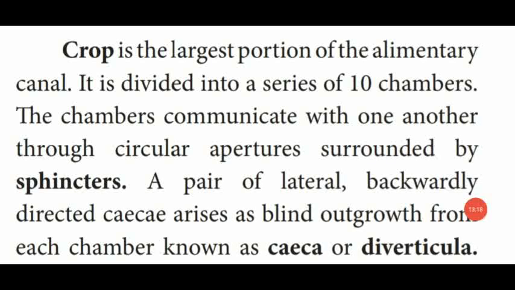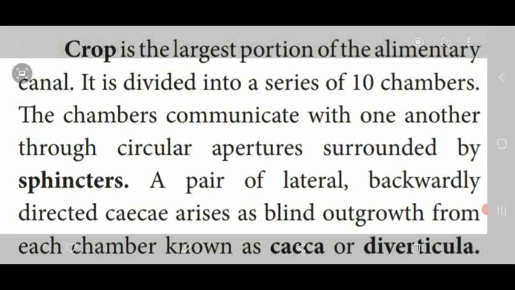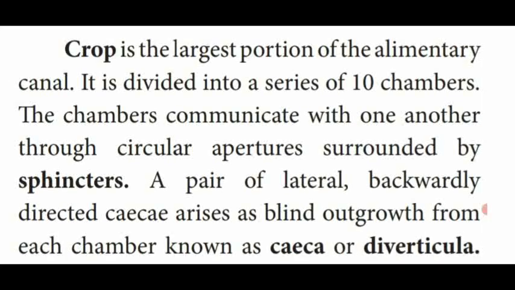So after this, we have seen the alimentary canal. The continuation of the alimentary canal is the next part, the crop. It is the largest portion of the alimentary canal. What about the rest? The buccal cavity, pharynx and esophagus are all small muscular structures, but the crop is the largest muscular portion of the alimentary canal. It is divided into 10 chambers.